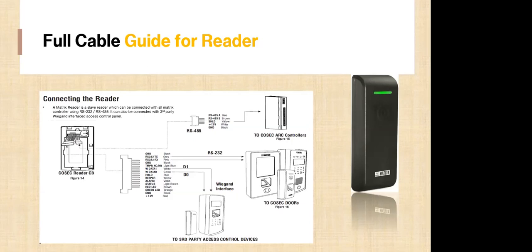We have devices called CB readers, which are shown over here, COSEC Reader CB. That device has two interfaces. One is Wiegand and one is RS485. So these readers can communicate with the ARC controller over RS485, and it can communicate with a Matrix controller, like the fingerprint plus card controllers, over RS232. So it has the flexibility that it can connect to Matrix controllers, as well as to third party controllers over a Wiegand interface. So it has Wiegand, RS485 plus RS232 communication.